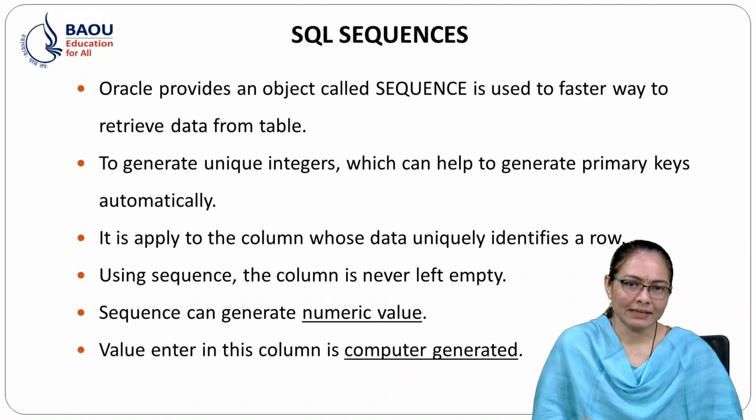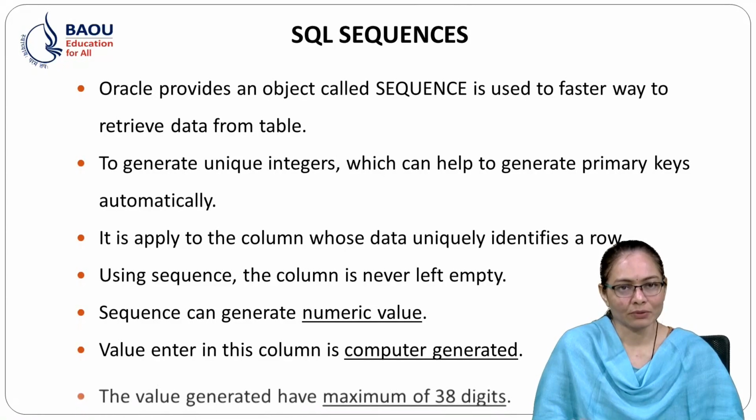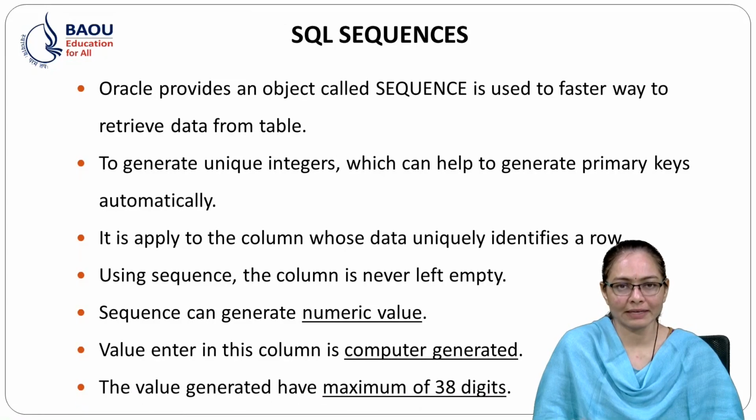The value entered in this column is computer generated. We can't generate our own. It will be automatically generated. The value can have a maximum of up to 38 digits. The sequence generates numbers of maximum up to 38 digits long.